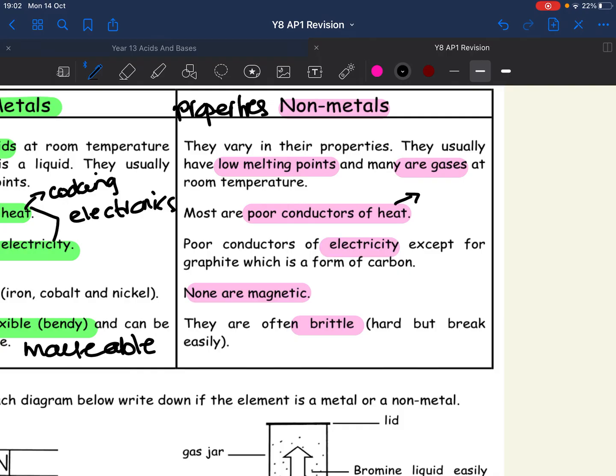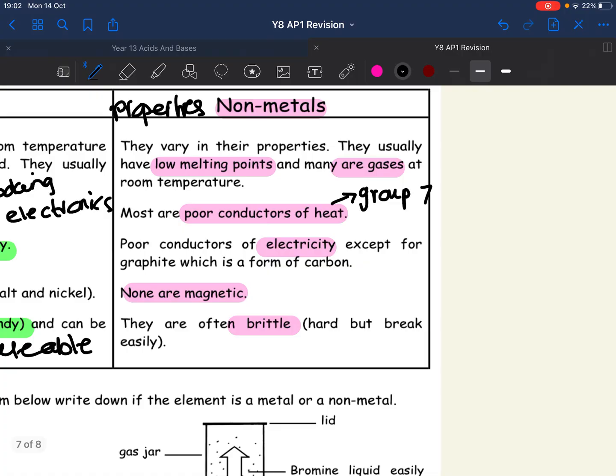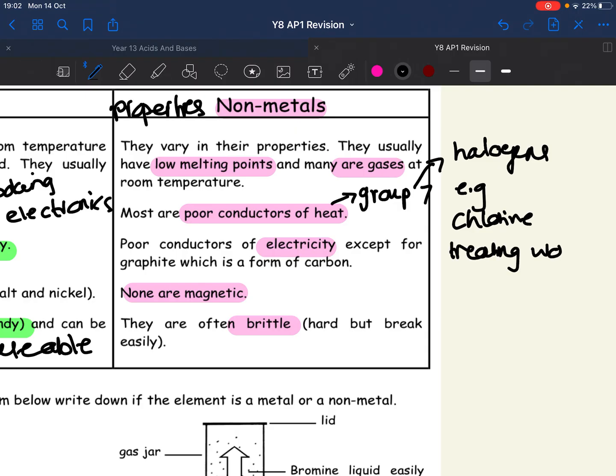For example, a lot of the non-metals that we have, like group 7, the halogens. One use of chlorine, which is in group 7 and is a non-metal, is in treating water. So sanitation, water treatment, killing bacteria, so it's used in swimming pools.